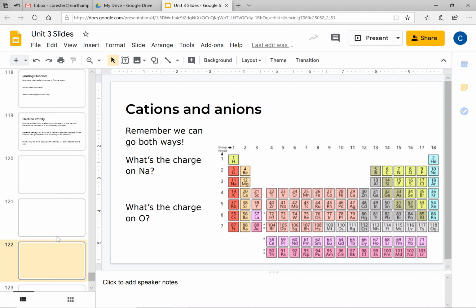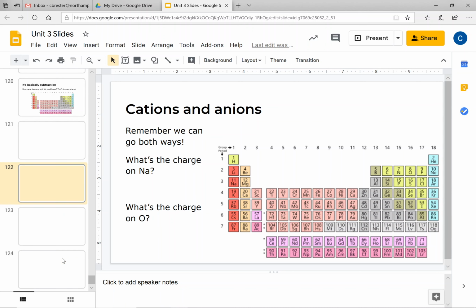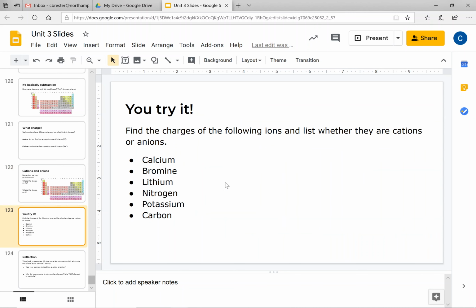We've got one last thing. Actually, 2. There's some practice here, and then there's one thing that I don't mention on these slides that I do in the homework that I want you to do. So try this out for me. Calcium, bromine, lithium, nitrogen, potassium, carbon. What are the charges on them?